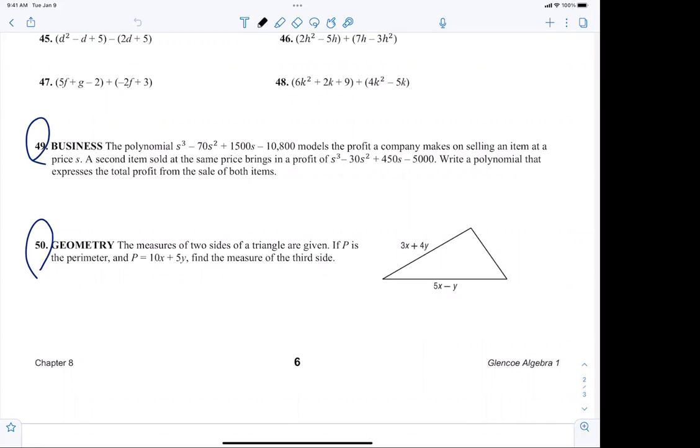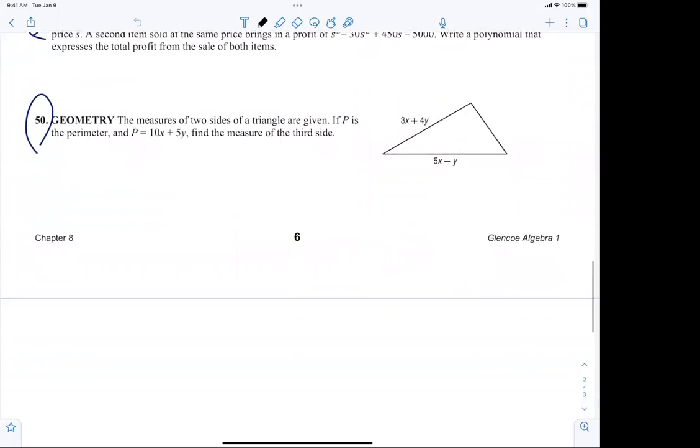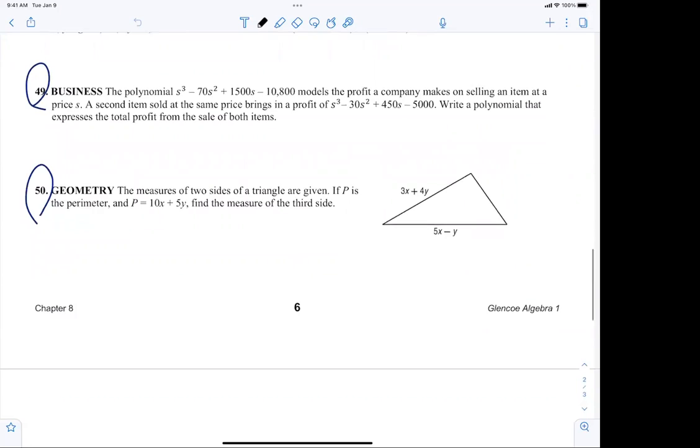So what do you mean? What do you think they mean by the total profit? What do you do? Just add them together. We've been working on adding and subtracting, so it's either add or subtract. All right, so all you're doing now, go ahead, is adding them together.